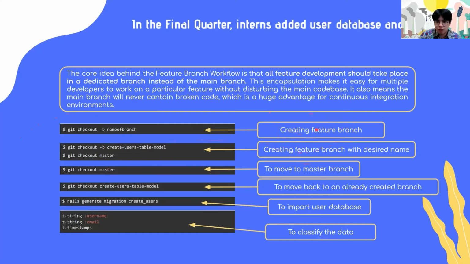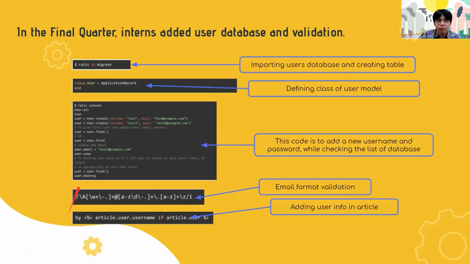So first we create the feature branch, and you can also create a feature branch with a desired name. And this is to move to the master branch. This one is to move to an already created branch. Now this one is to import the database, while the last one is to classify the data. So in this second part, we can also import the user data and create a table out of it. This one is to define the class of the user model.